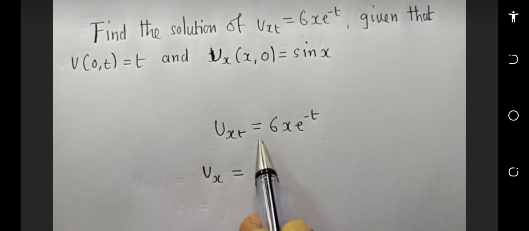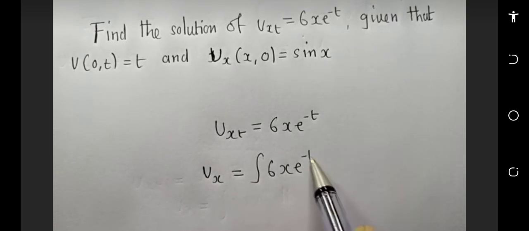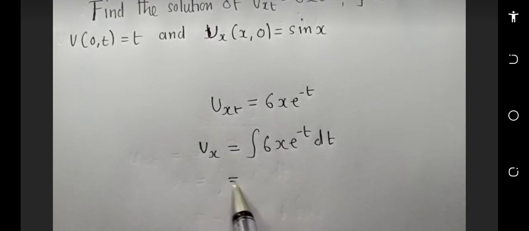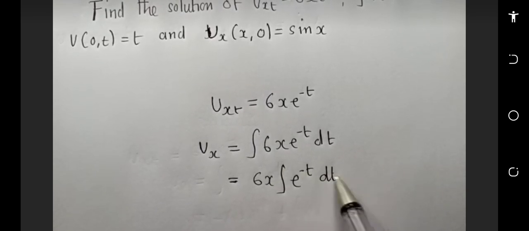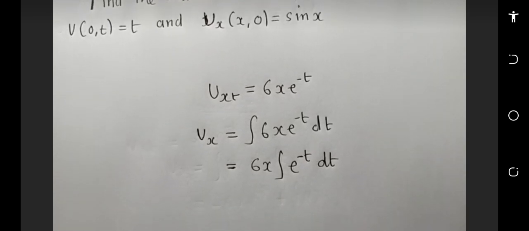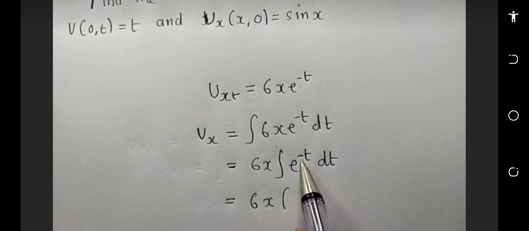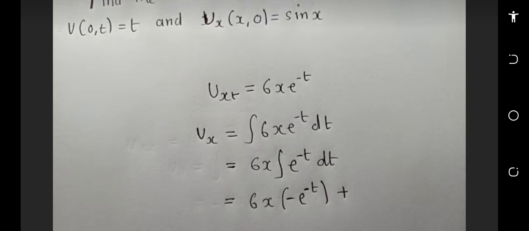So for u subscript x, we just integrate this. So it will be the integral of this with respect to t. Okay? So when you integrate here, we are automatically going to treat this as a constant. So they will be outside, like that, since we are respecting t. So these two are not affected by t. So we shall have 6x, and the integral of e to the power negative t will be negative e power negative t. And then we say plus a constant.